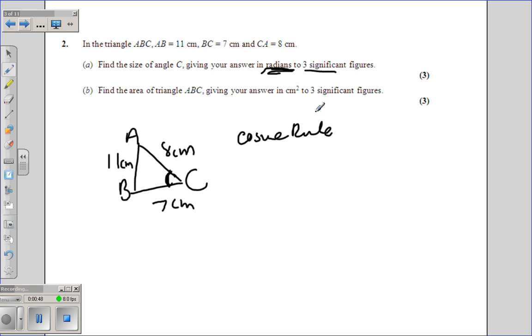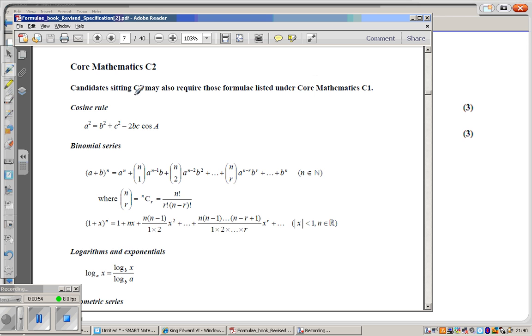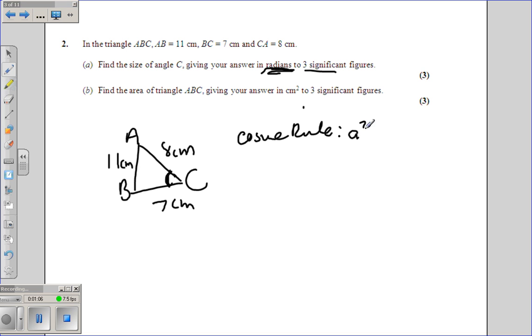Now if we look at the formula book, you do get given the cosine rule. You get it given like this, so we'll write it down. You should know it anyway from GCSE. You get a squared equals b squared plus c squared, take away 2bc cos A.